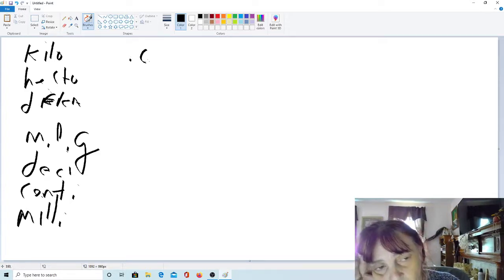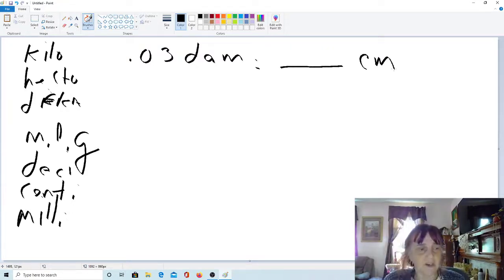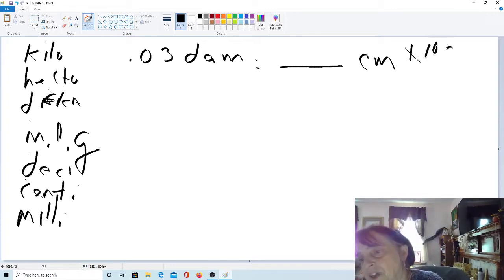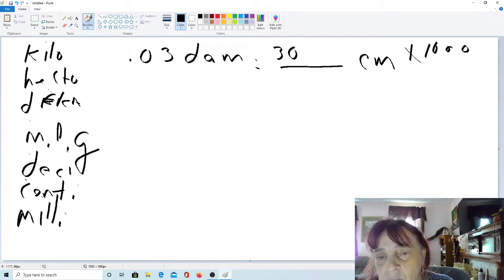Let's say we have 0.03 decameters, and that is how many centimeters? To go from decameters to centimeters, you multiply by 10, 100, 1,000. Multiply by 1,000, which has 3 zeros. So that means you move 3 places to the right. Here's 2, and you have to add 1 zero. So it'd be 30.